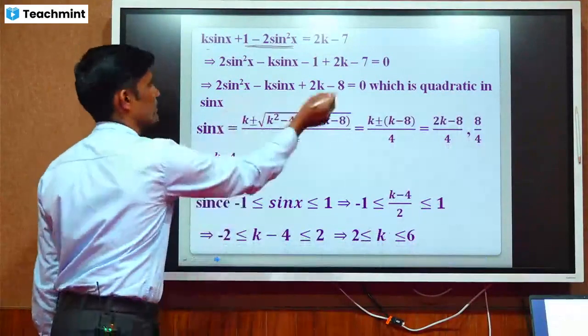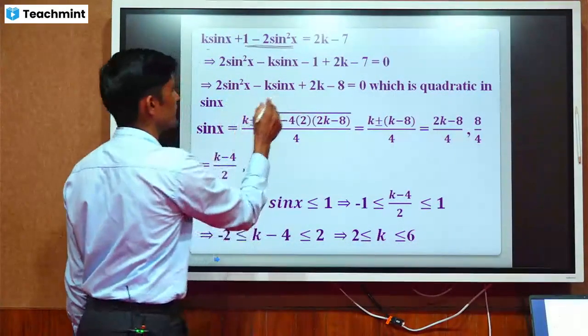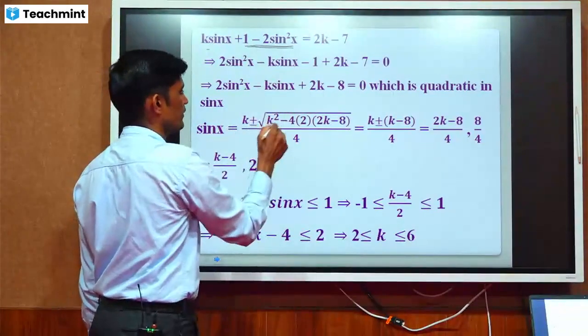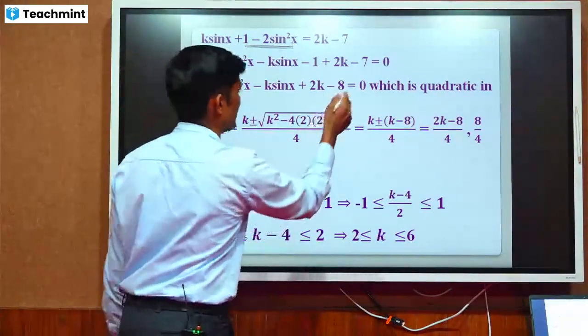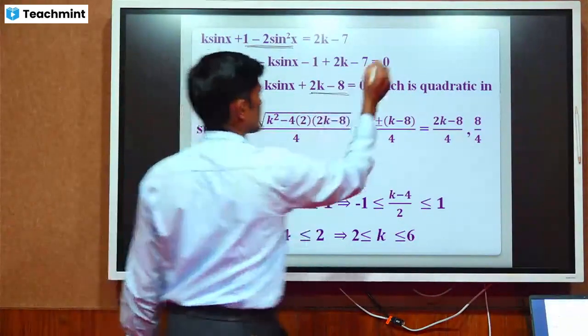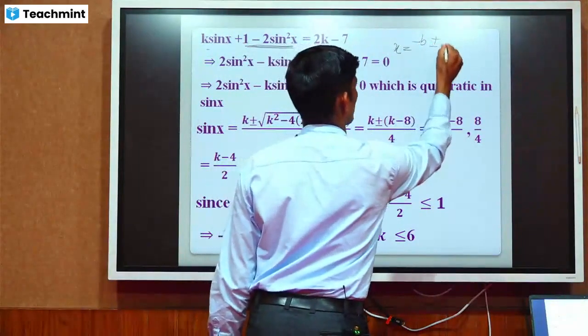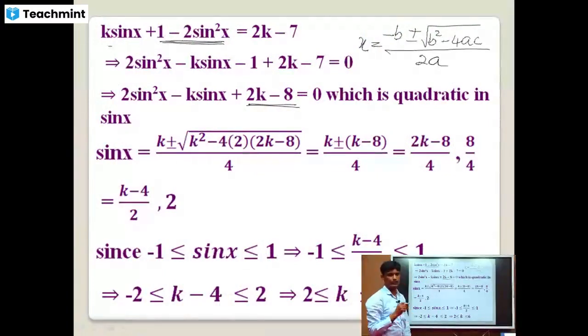Now the roots of this quadratic equation are given by sin x equal to minus b, that is minus k, plus or minus square root of b square, that is k square, minus 4ac. A is 2, c is 2k minus 8. x is equal to minus b plus or minus square root of b square minus 4ac divided by 2a. These are the roots of the quadratic equation ax square plus bx plus c.